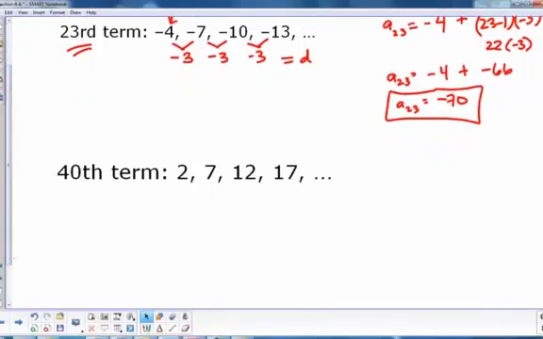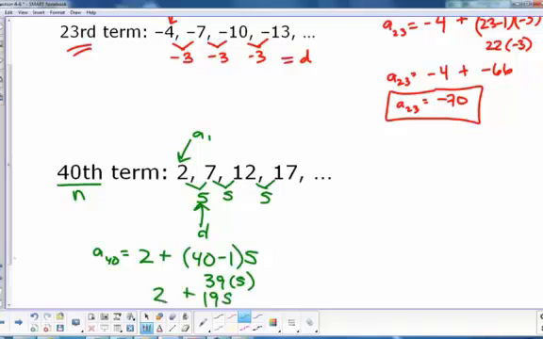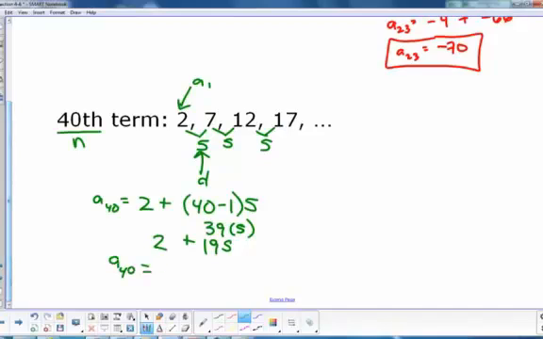All right, this time the 40th term. So it should be a big number. We're increasing by 5. This is our first term. This is our common difference. 40th term is our n. So the 40th term is the first term plus the 40th term minus 1 because we're using our first term, times the common difference. So 39 times 5 is 195, and 195 plus 2 is 197. So the 40th term is 197.